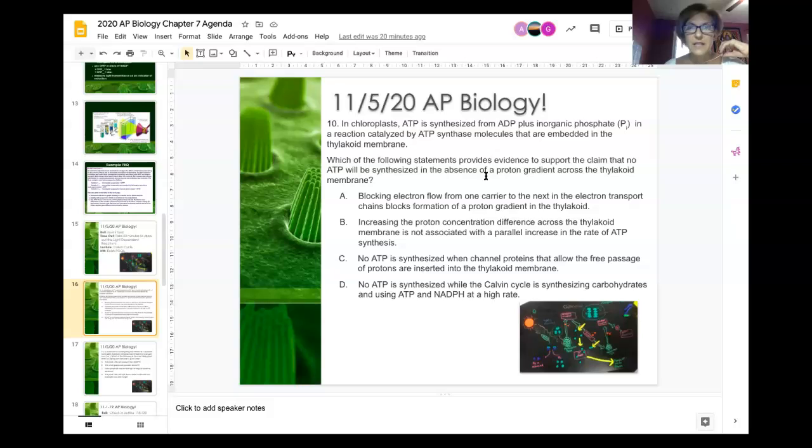Which of the following statements provides evidence to support the claim that no ATP will be synthesized in the absence of the proton gradient? Okay. So if you took away that pump or you blocked those channels, you would no longer have a gradient, and so you'd no longer be able to make ATP.